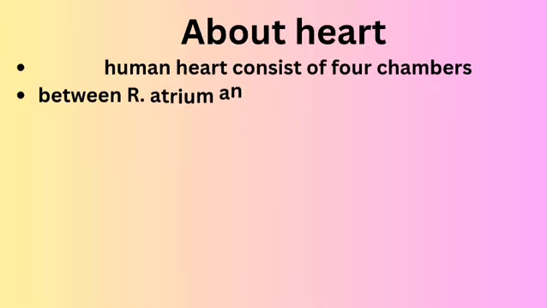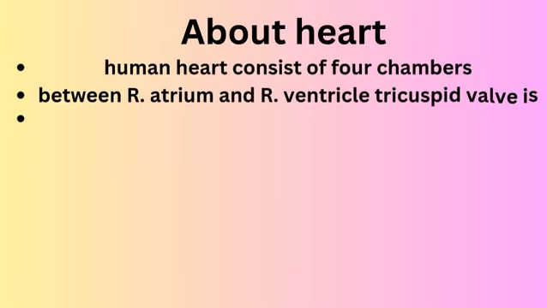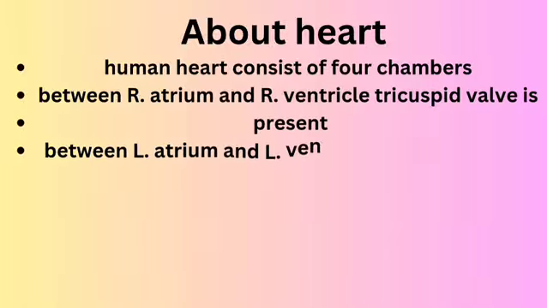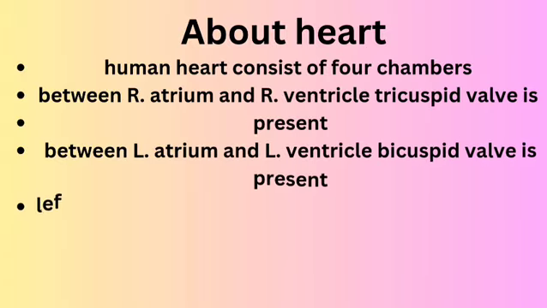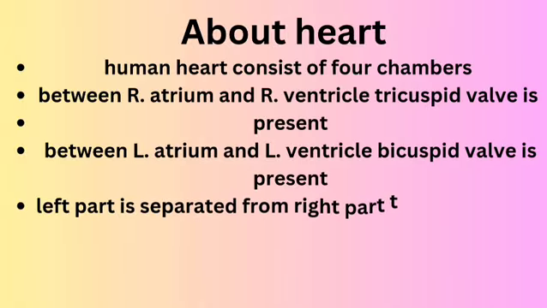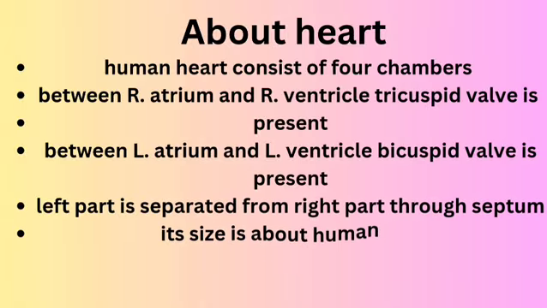About the heart: the human heart consists of 4 chambers. Between the right atrium and right ventricle, the tricuspid valve is present. Between the left atrium and left ventricle, the bicuspid valve is present. The left part is separated from the right part through the septum.